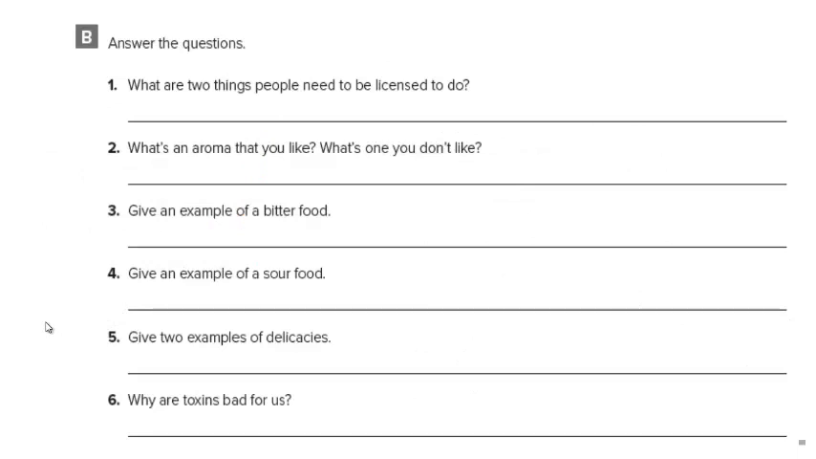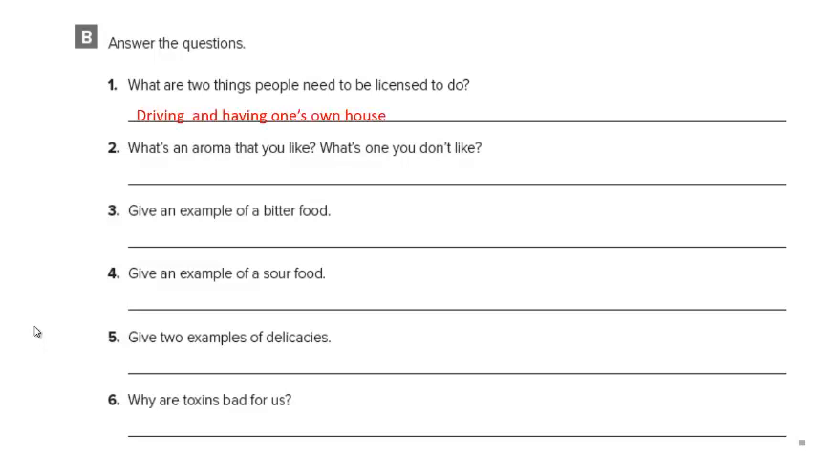Answer the questions. What are two things people need to be licensed to? What's an aroma that you like? What's one you don't like? Give an example of a bitter food. Give an example of a sour food. Give 2 examples of delicacies. Why are toxins bad for us?